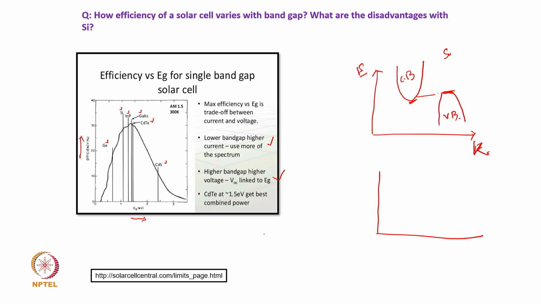So, if this is silicon and this is CdTe, its conduction band minima and valence band maxima are at the same point. Therefore, the absorption is very good and it is also a wide band gap, and the thickness of the absorbing layer, that is CdTe, is drastically reduced.